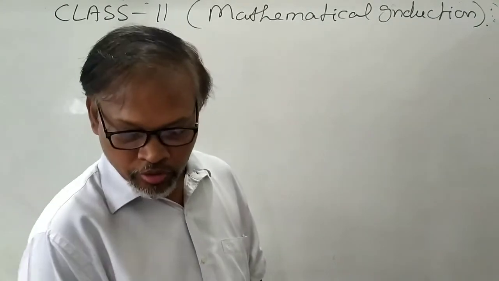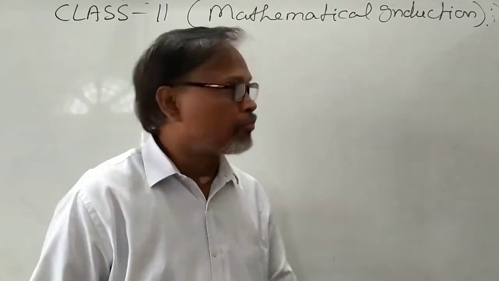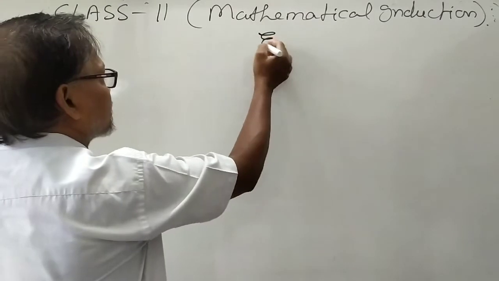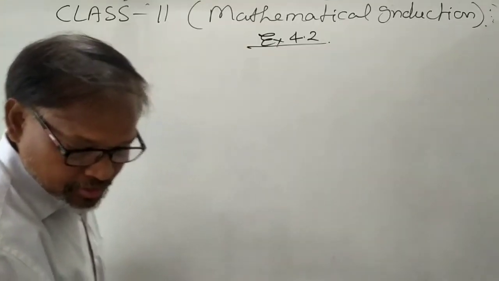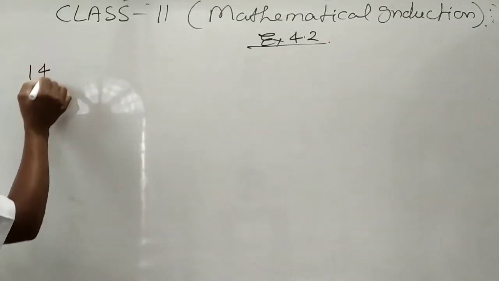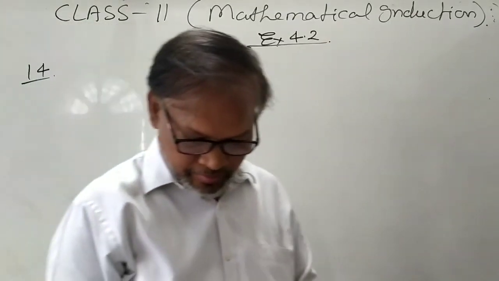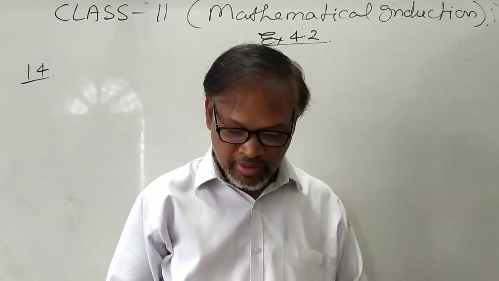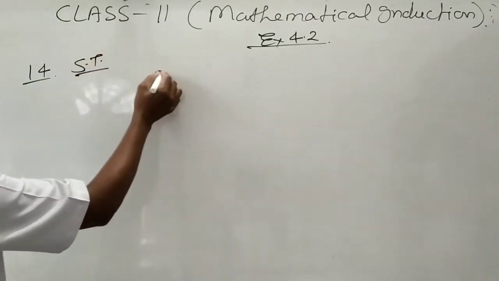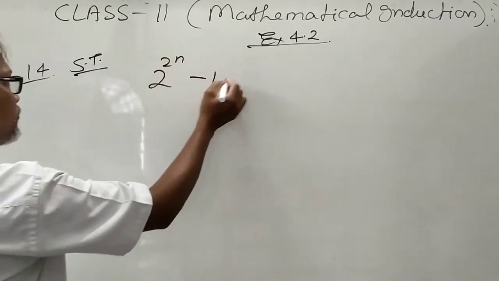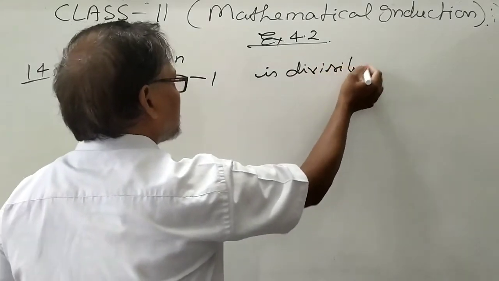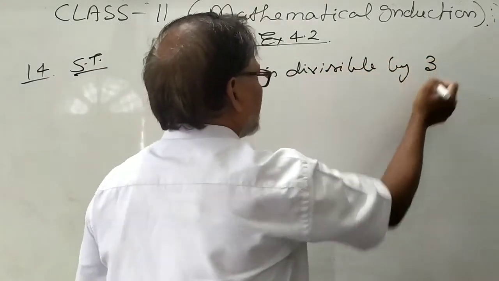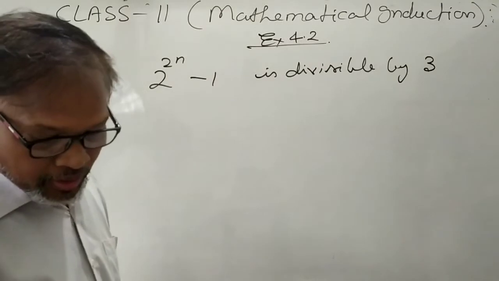So you have the exercise 4.2 in the mathematical induction and question number 14. Show that 2 the power 2n minus 1 is divisible by 3. This you have to show. How to show?